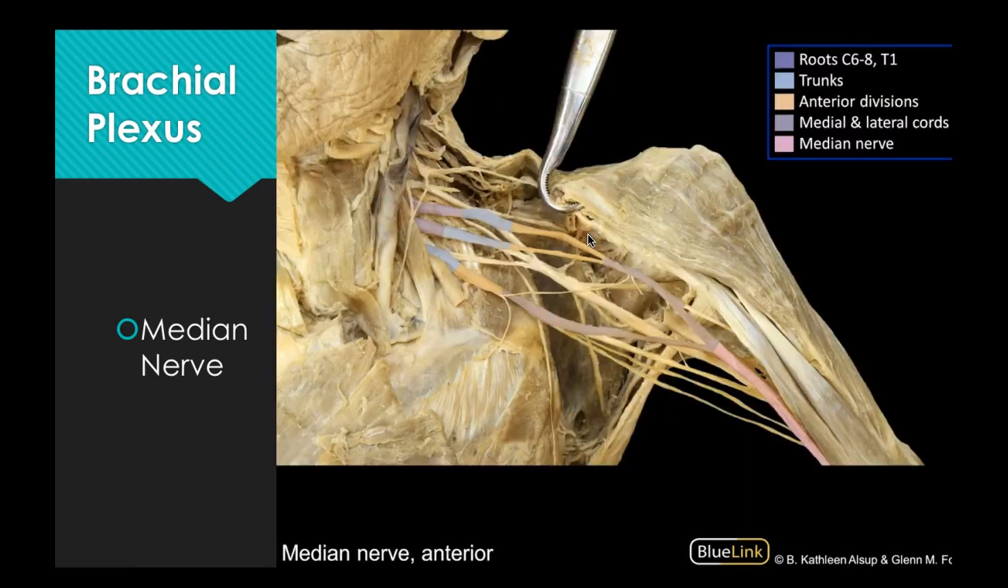Next, we have your median nerve, and the median nerve is very unique in that it comes from both the medial cord and the lateral cord. We have two branches extending off of those cords. These would be the lateral root of the median nerve and the medial root of the median nerve. When those roots come together, they create in pink this median nerve.